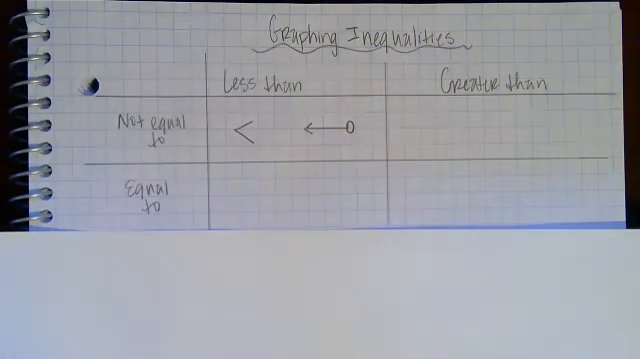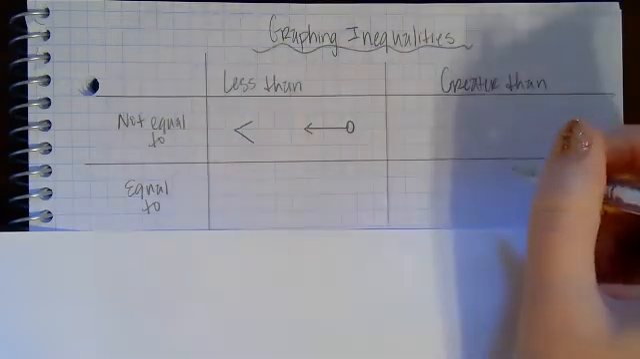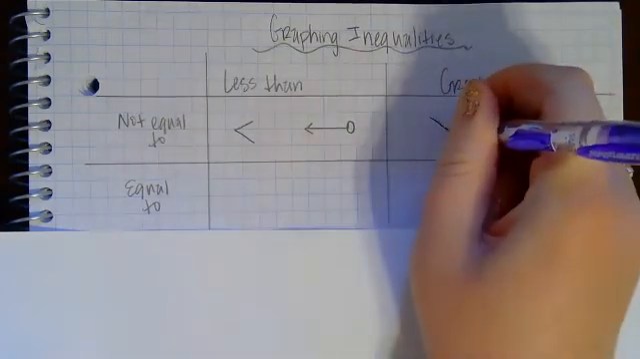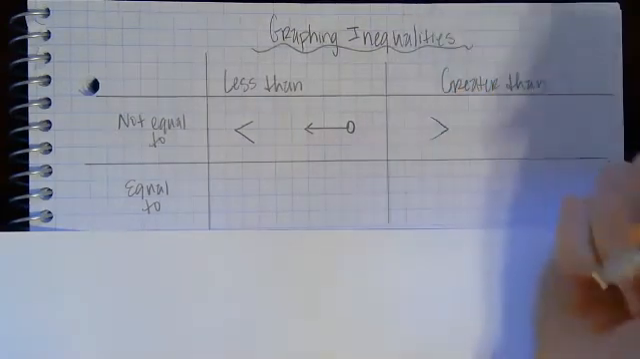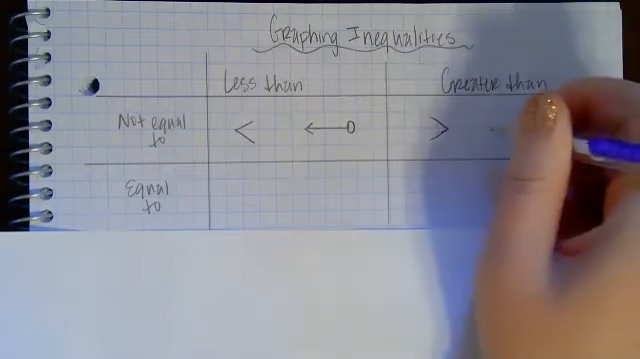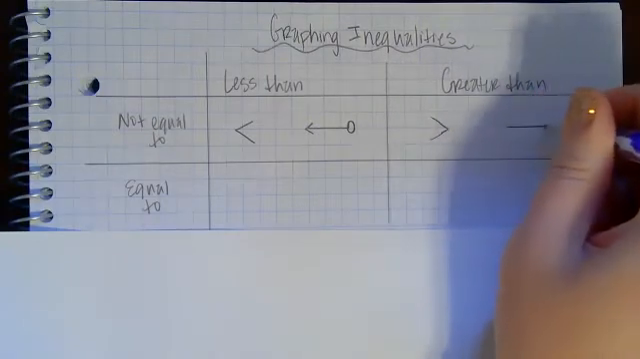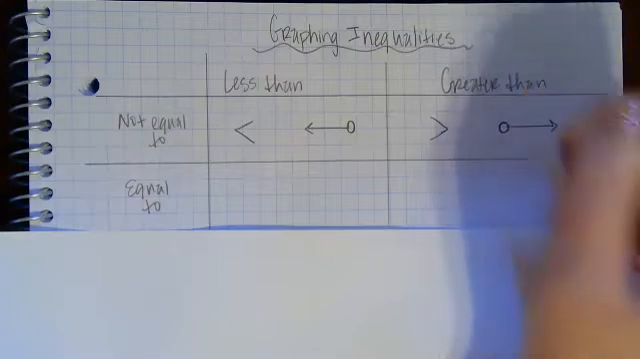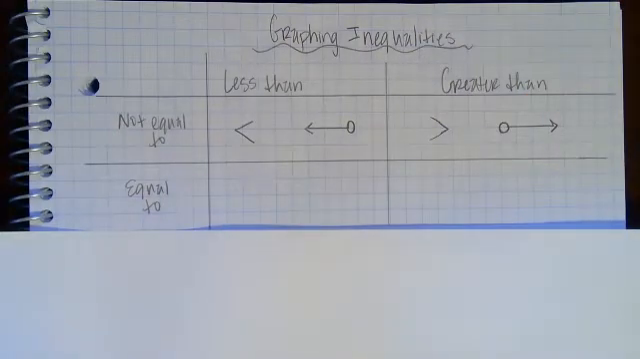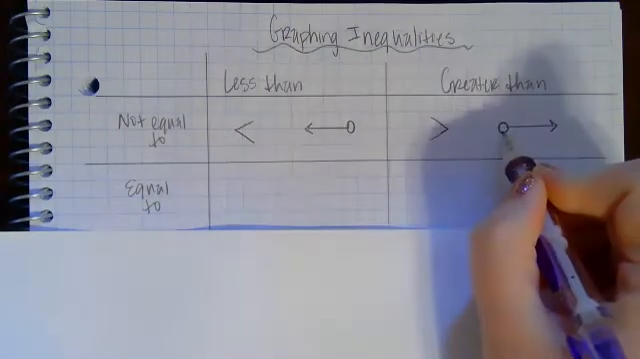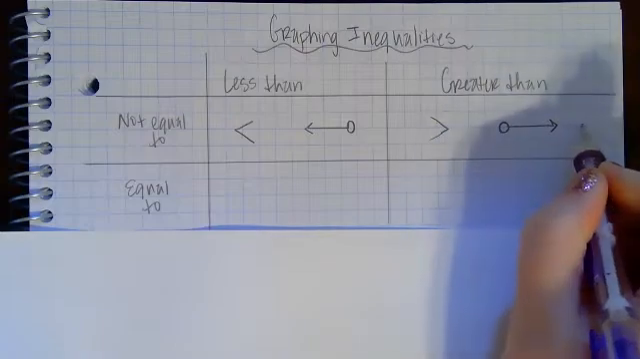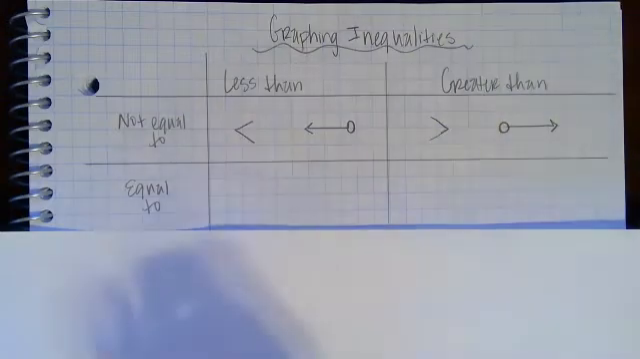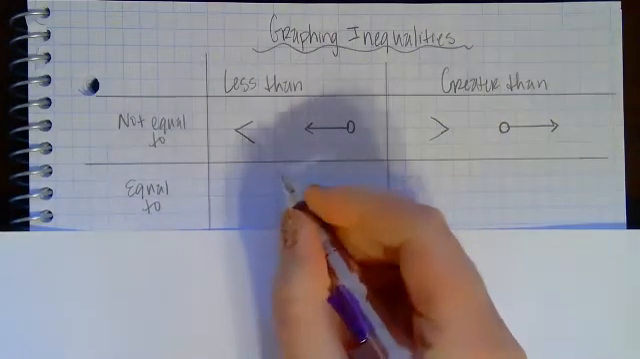Then if it's greater than but still not equal to, the greater than symbol would be like this. And when I graph it, it's going towards the bigger numbers, so this way. And again, it's going to be an open circle because it's not included. So if it was greater than 7, here's 7 right here, not included, but all the numbers above it would be included. Then I have less than or equal to.